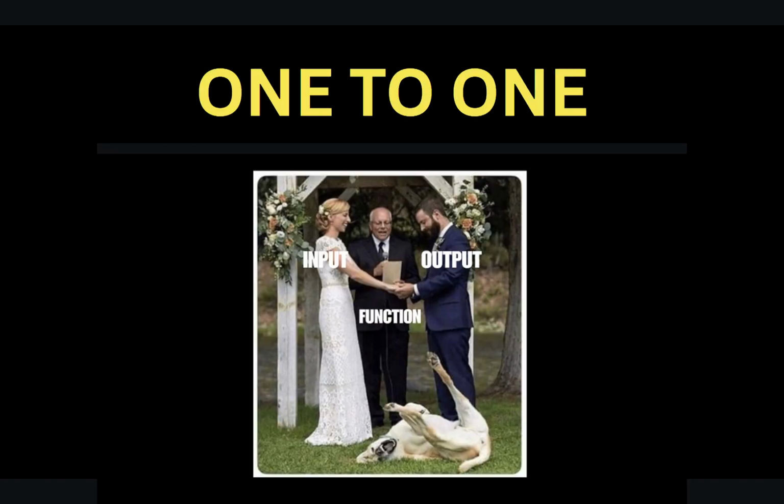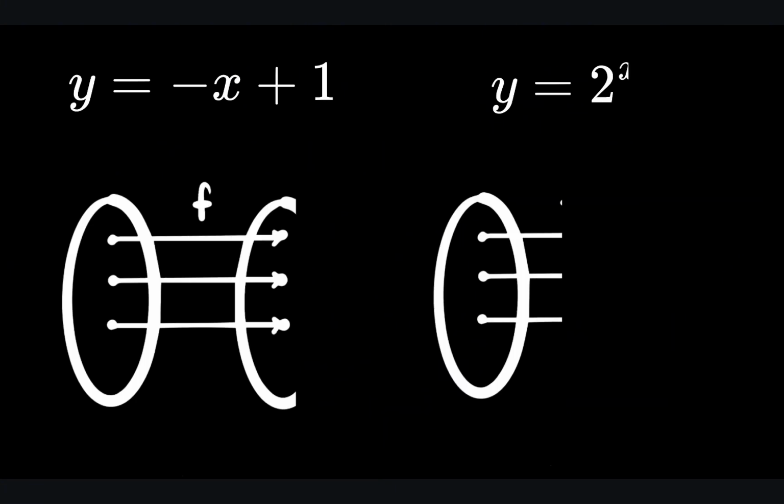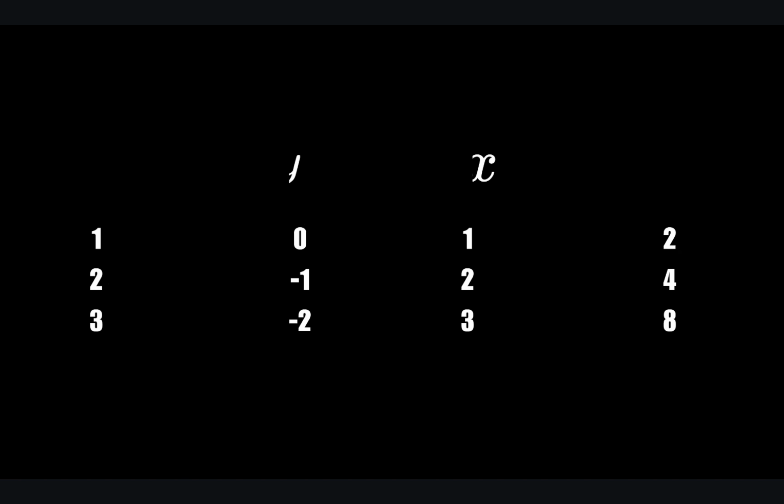Firstly, you have the one-to-one relation, which means that for every input value, there is one unique output, which means it is a function because every input has one output. These are just two simple examples of one-to-one relations.